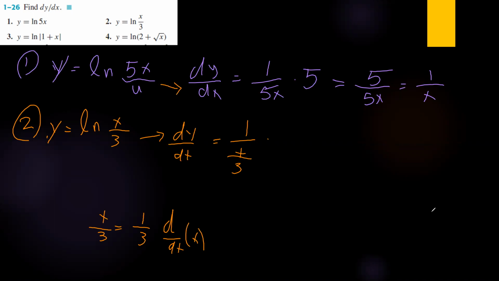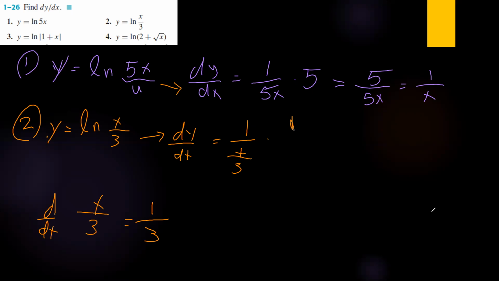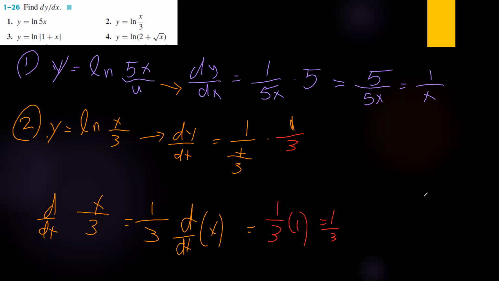Now what is the derivative of x? It is 1, times 1 over 3. So the answer is 1 over 3. Here, I will repeat. When you want to find the derivative of x over 3, keep the constant outside, which is 1 over 3, times the derivative of x. The derivative of x is 1. So it is 1 over 3 times 1, which is 1 over 3.